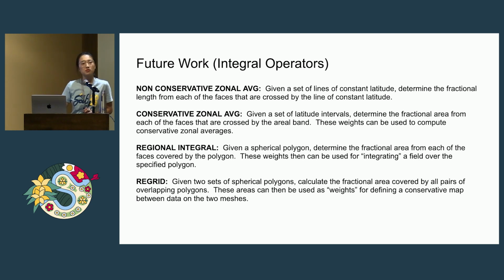For example, if you want to know the temperature along a certain latitude line, we can give you that non-conservative zonal average precisely. And if you want to know the average temperature between the 30-degree latitude and the 45-degree latitude, yes, we can still give that to you precisely. At the end, if you want to transfer your information from your input mesh to your output mesh, with a different topology, we can still achieve that precisely and cleanly.